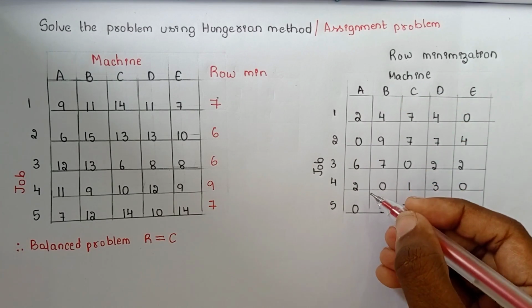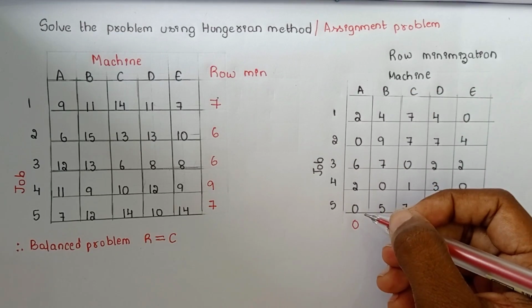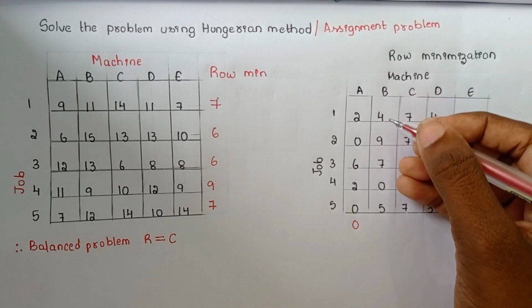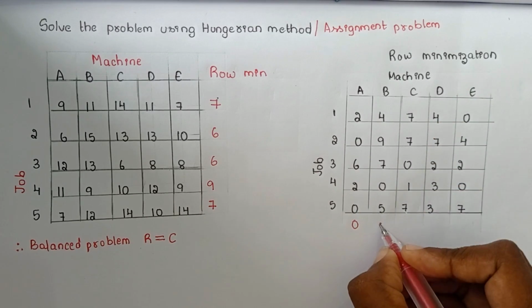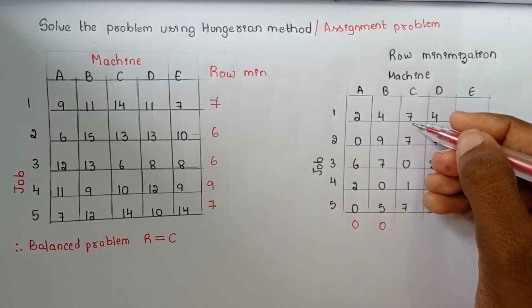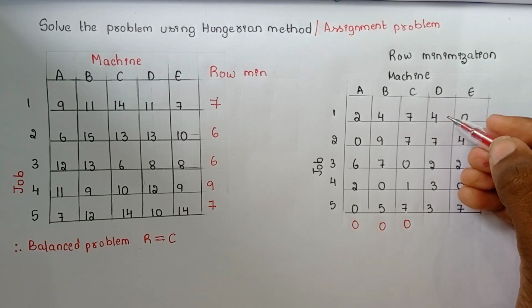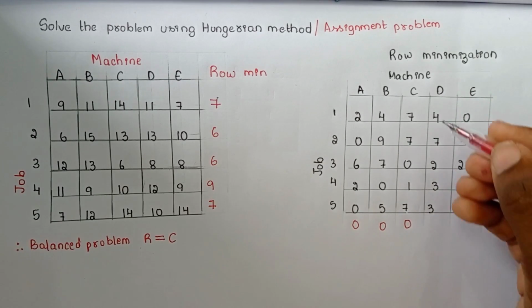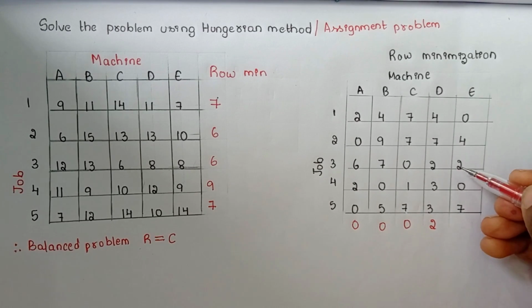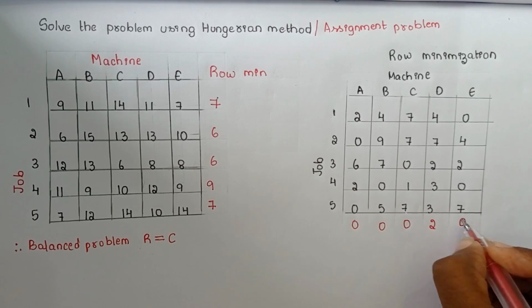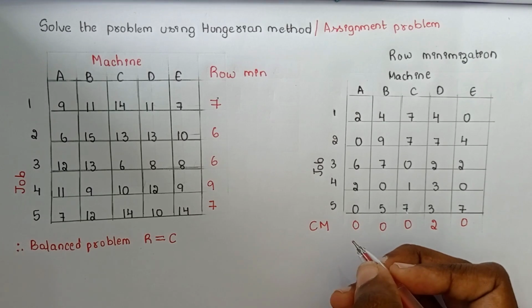So in the A column, the least value is 0. So among 2, 0, 6, 2, 0, the least value is 0. So in the B column, the least value among 4, 9, 7, 0, 5 is 0. In the C column, the least value among 7, 7, 0, 1, 7 is again 0. In the fourth column, among 4, 7, 2, 3, 3, the least value is 2. So in the fifth column, among 0, 4, 2, 0, 7, the least value is 0. So this is a column minimization. So this is the column minimization value.